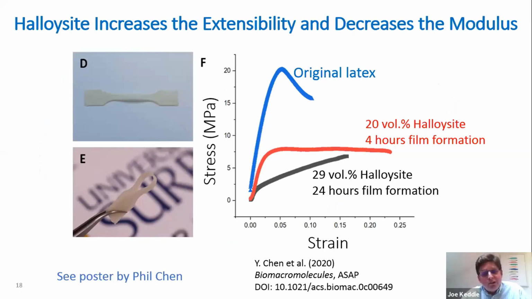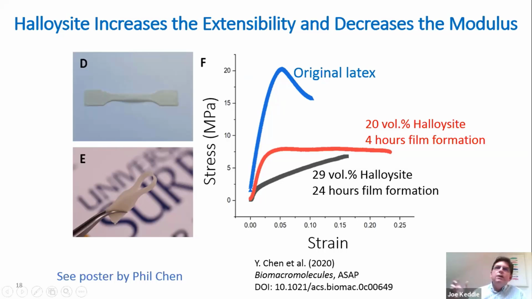But let me now talk about the mechanical properties. So we could make freestanding biocoatings, essentially make thicker layers in a mold and then lift them out. We could make dog bone specimens for mechanical analysis. So here I'm showing you an example of stress strain curves. We look at our original latex, which has a fairly high strength. You can see it yields at a certain strain. And then when we add halloysite, just say 20%, we get better extensibility, but you can see the strength is compromised and the modulus is actually lower.